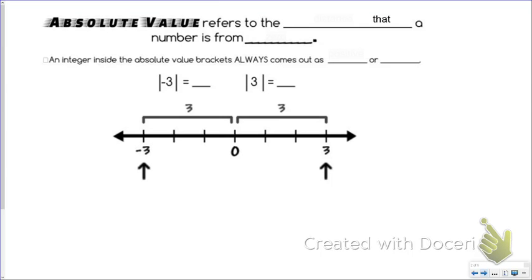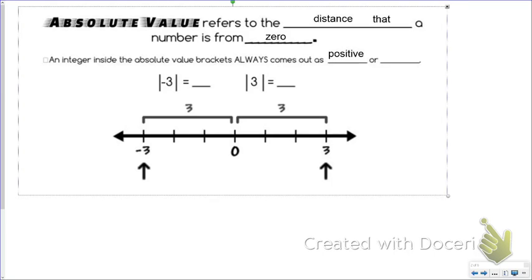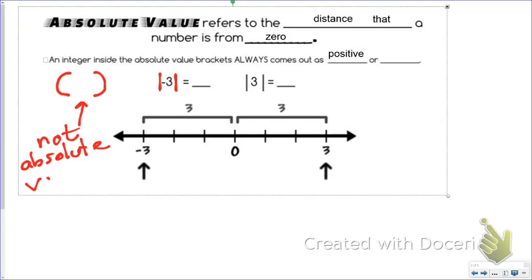So what is absolute value? Absolute value refers to the distance that a number is from 0. An integer inside the absolute value brackets always comes out as a positive. The absolute value brackets are a straight up and down line, as you see here. Please don't confuse parentheses as absolute value. Not absolute. I have a lot of students that get confused with that.